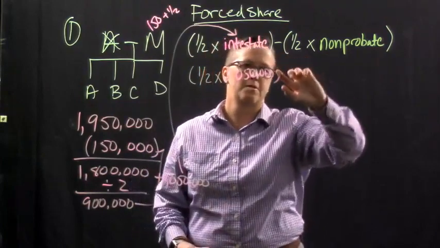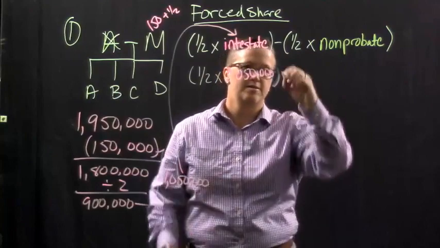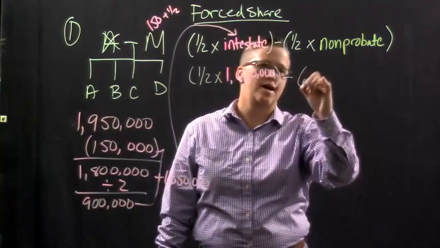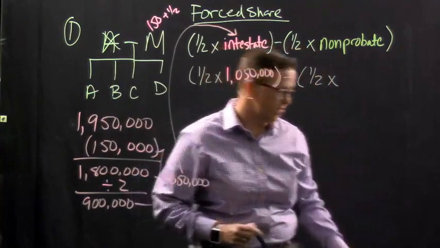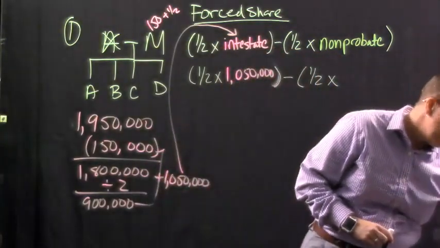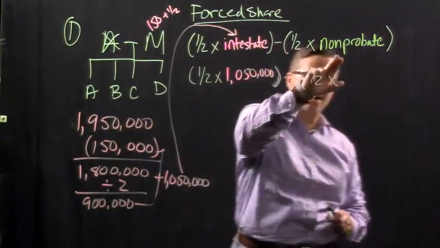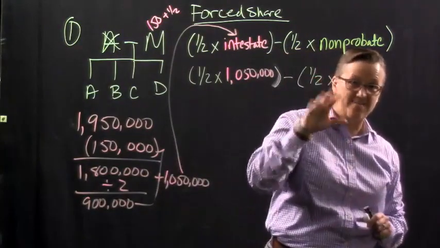Actually, let's keep things consistent here. Now we're going to subtract 1/2 times her non-probate transfers, or what she received through non-probate. According to the facts, and this is where you're going to find the non-probate information, is in the facts.